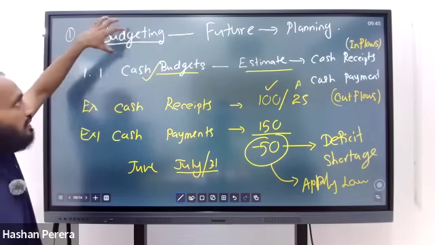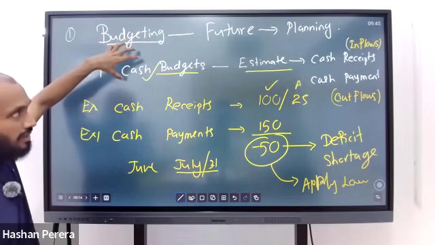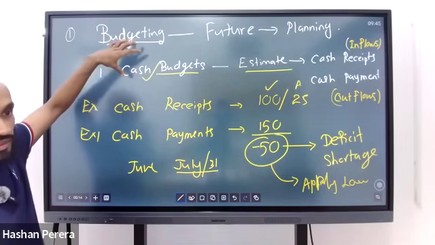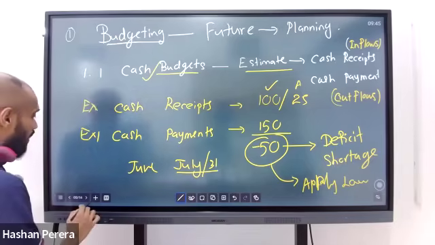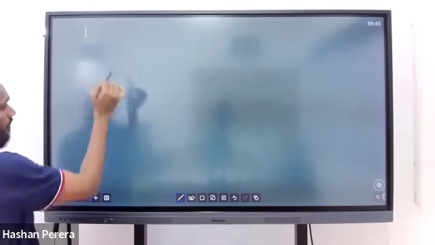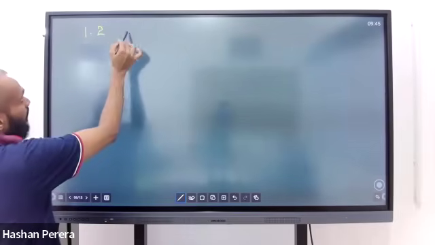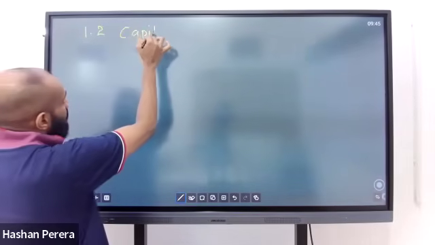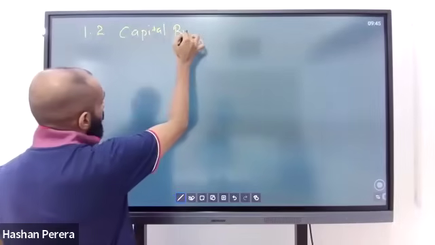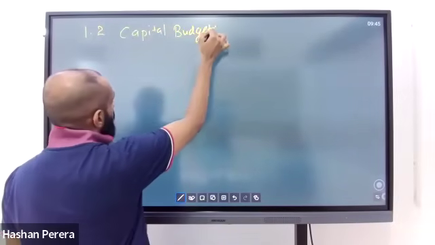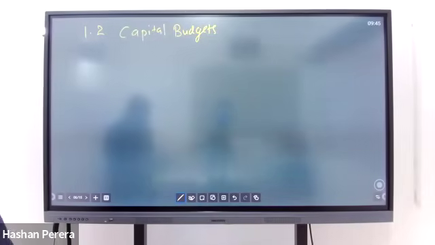Yes. Now we know budgeting, there are two kinds of budgeting, cash budgets and capital budgets. We have already discussed the cash budgets, and the second one we are going to discuss is 1.2 Capital budgets. So you can have the topic 1.2 capital budget.